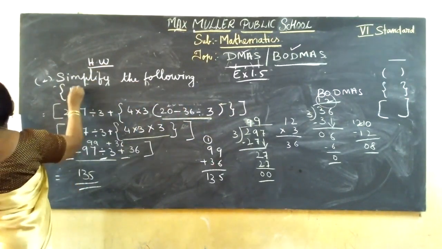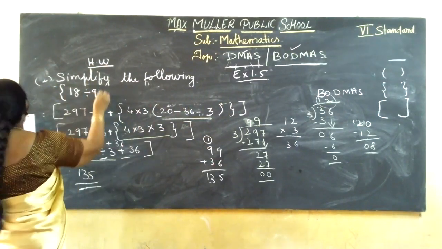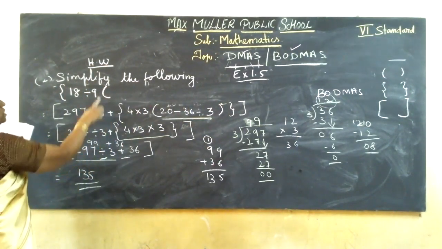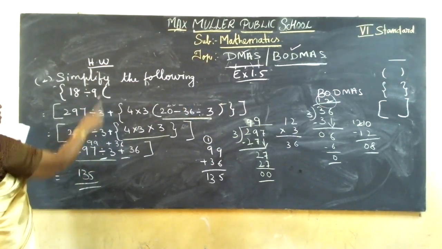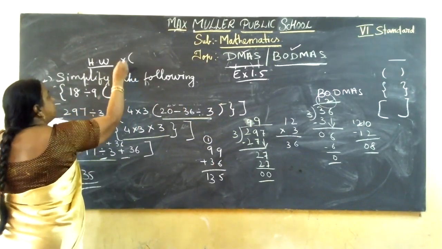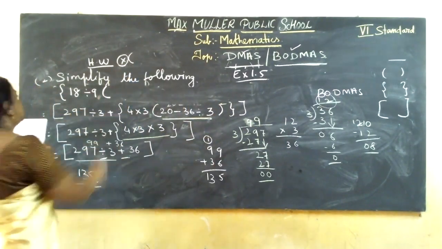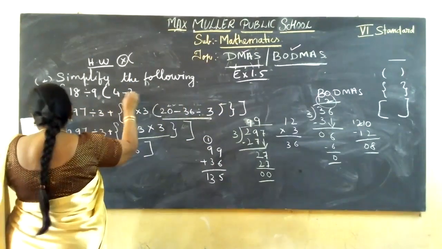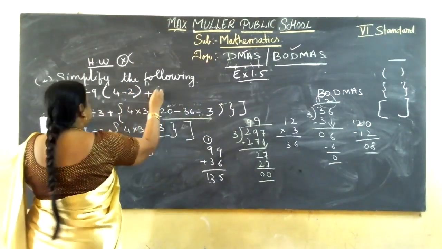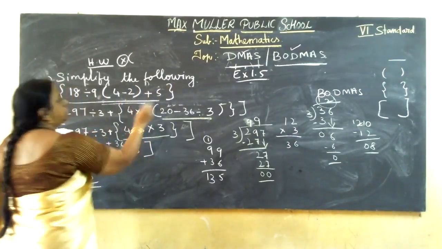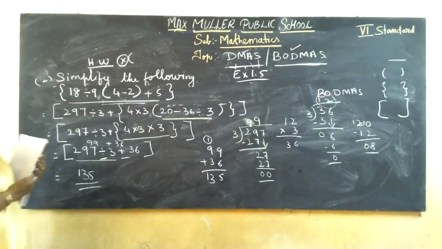Open curly bracket, 18 divided by 9. Then here, see here no sign, so which sign you should put? If it is no sign before bracket, you should take multiplication. So open round bracket, 4 minus 2, close, plus 5, close curly bracket. This is the homework question. You should follow the same order and do it.